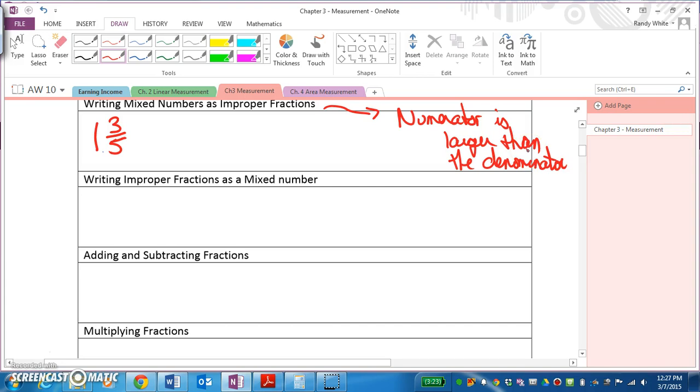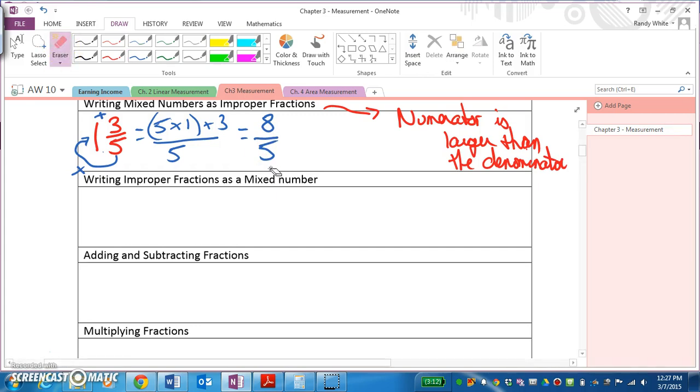So to do that, I'm going to basically take the 5, I'm going to multiply it by the 1, and then I add the 3. So I take the denominator, I multiply it by whatever the whole number is, and then I add to that the numerator, and then I keep it over whatever the denominator is. So 5 times 1 is 5, plus 3 is 8 over 5.